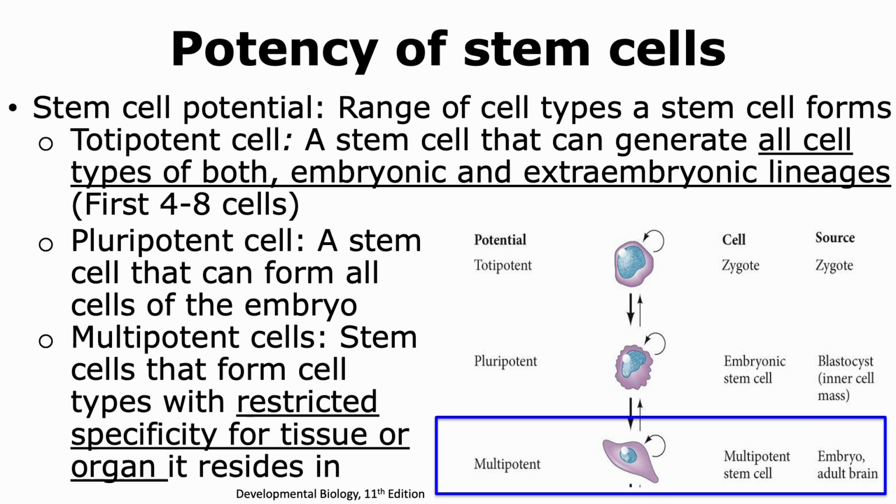Another type of stem cell is a multipotent stem cell. Multipotent stem cells can produce cell types with restricted specificity depending on the tissue or the organ they are present in. Thus, they are not as versatile as the pluripotent stem cell. An example is a stem cell present in the brain, which can give rise to cells present in the brain, like neurons. However, that stem cell will not be able to give rise to, for example, a stomach cell or a liver cell.